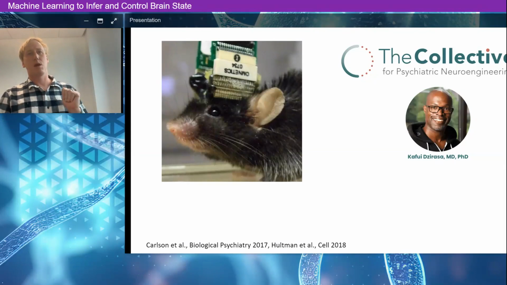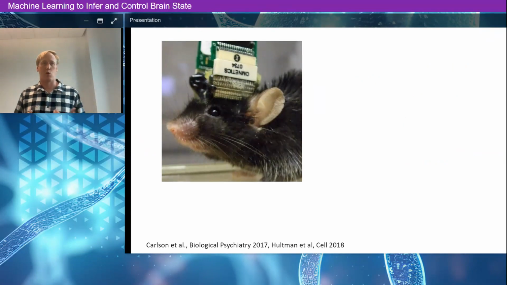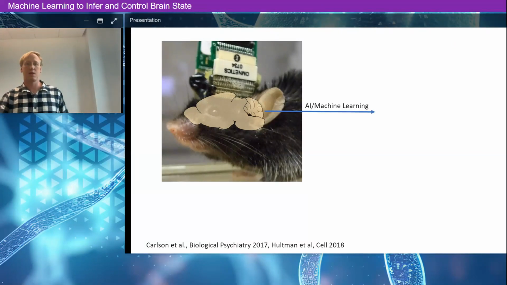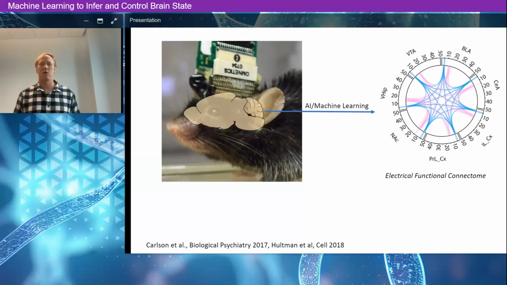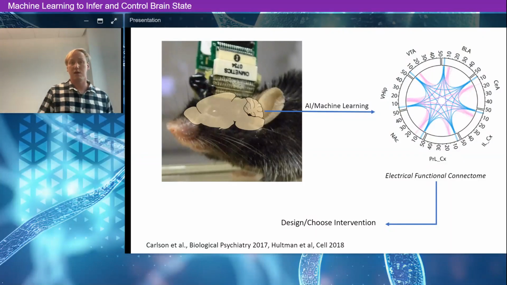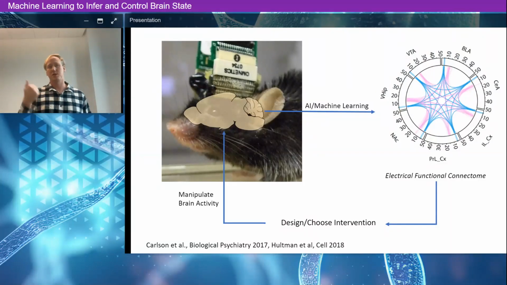And what we're going to be doing here is looking at an animal model, and we're going to have brain implants. We have a lot of electrodes implanted in a number of different brain regions. We are going to extract out this brain information, and then by using a machine learning technique, we are going to find some sort of brain network here. I'm calling this an electrical functional connectome because it's defining what's happening in the functional connectivity patterns of these different brain regions. From this, we are going to be able to communicate with a neuroscientist and use this to design or choose an intervention. And then from this, we'll actually manipulate the brain activity.